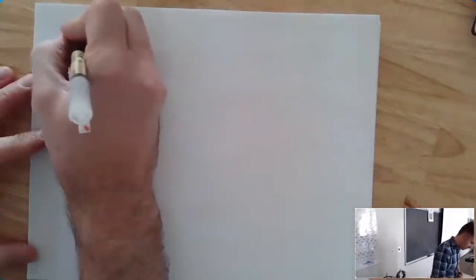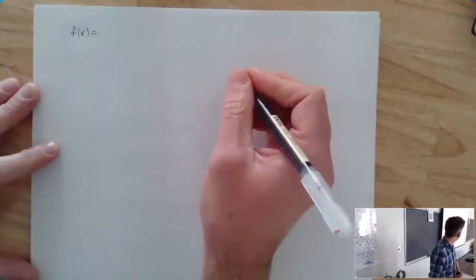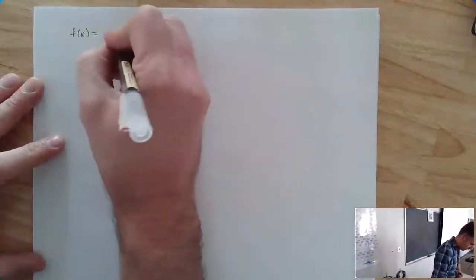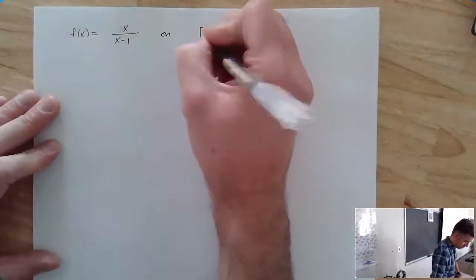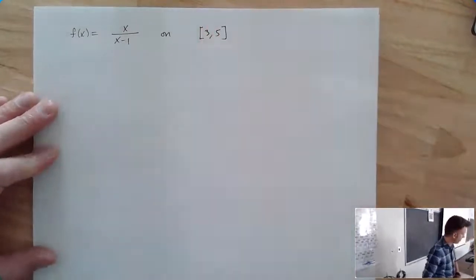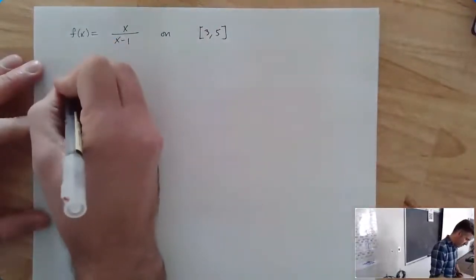Let's look at one more. Let's say I want to look at f of x equal to x over x minus 1 on the interval from 3 to 5. Well, let's see what we get when we do this.